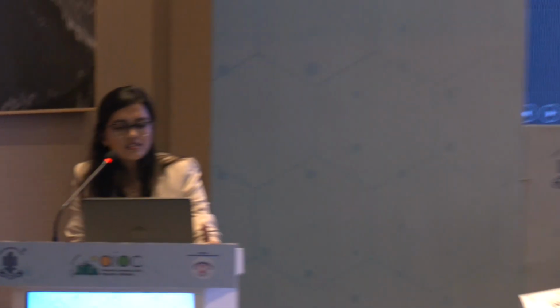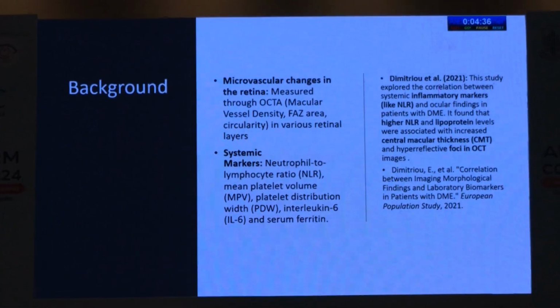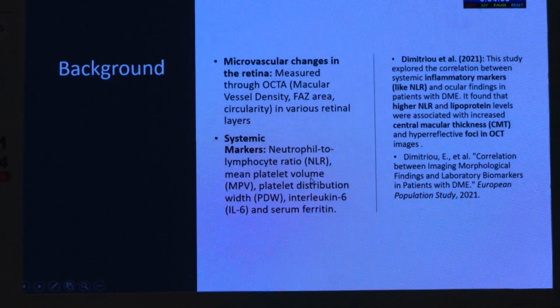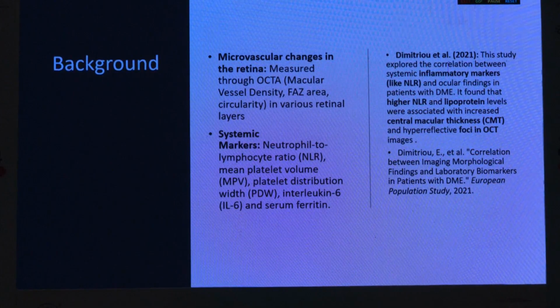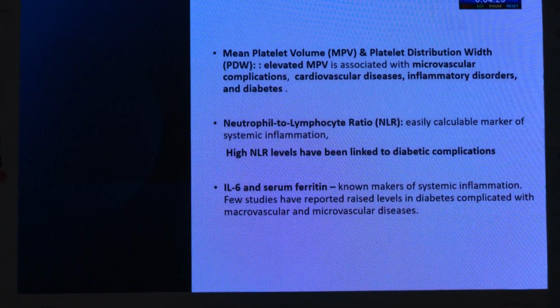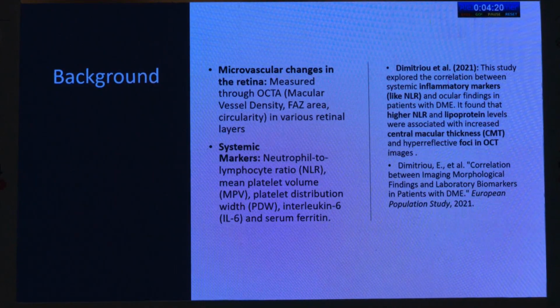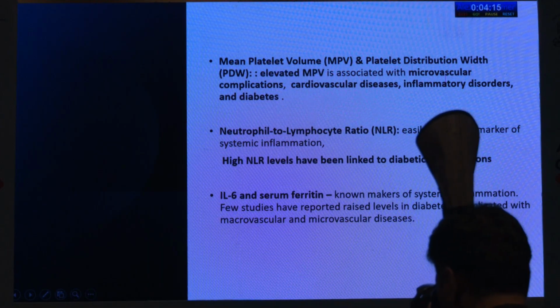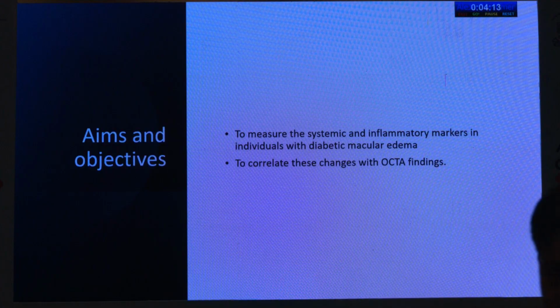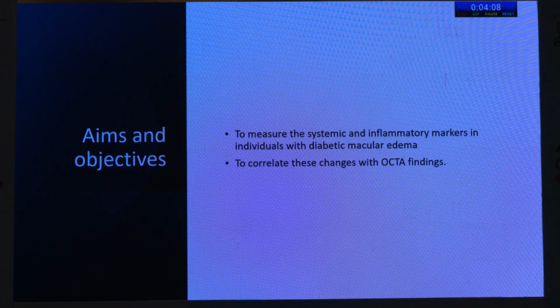The microvascular changes that we measured on OCTA were macular vessel density, FAZ area, circularity, and perimeter. The systemic markers measured were neutrophil to lymphocyte ratio, mean platelet volume, platelet distribution width, interleukin 6, and serum ferritin. Various studies have been done in the past, but they were all OCT-based, which correlated CMT and hyperreflective foci in OCT. These are very easily available and known inflammatory markers. Our aims and objectives were to measure the systemic inflammatory and hematological markers in individuals with diabetic macular edema and to correlate these changes with OCTA findings.